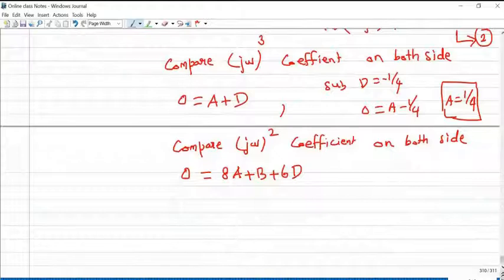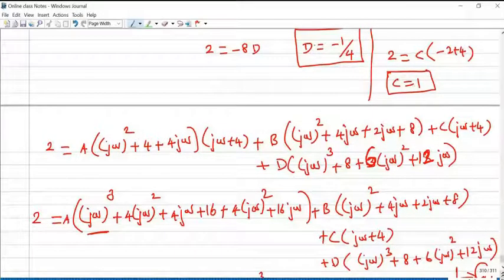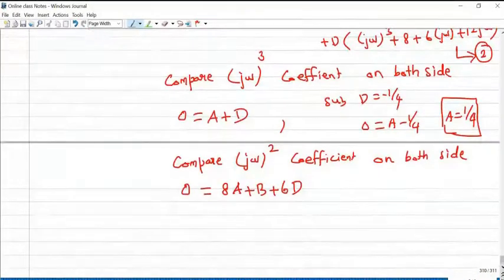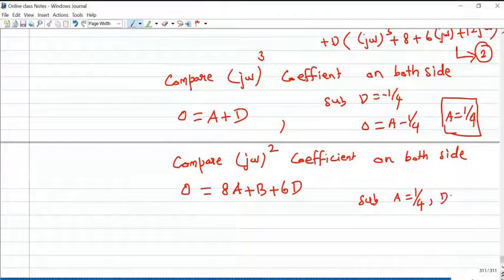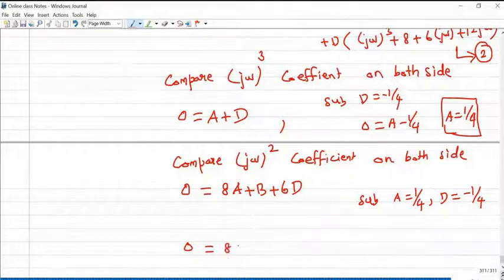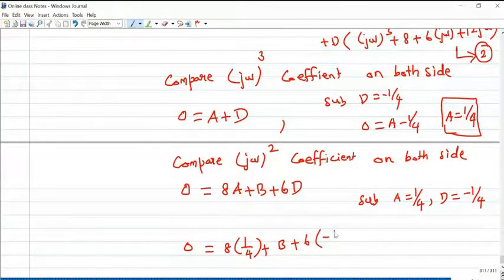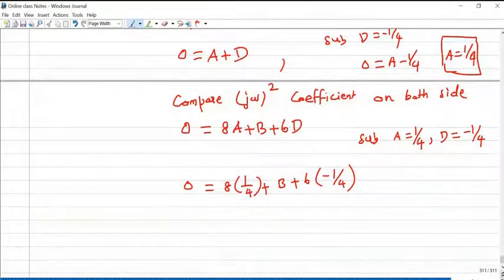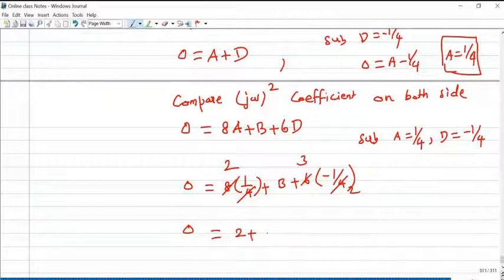Next. So in this equation, the a value we already got, the c value and d value we already got. We need only the b value. Now substitute here a equal to 1 by 4 and d equal to minus 1 by 4. So 0, 8 times of 1 by 4 plus b plus 6d. 6 times minus 1 by 4. So 2 times of 8, 2, 3 times. So 0 equal to 2 plus b minus 3 by 2. Correct?